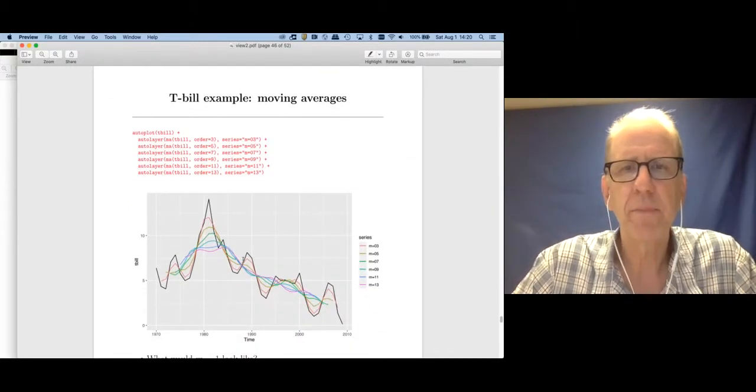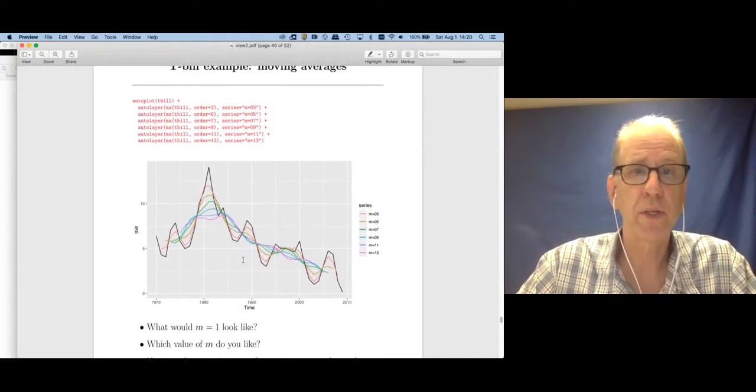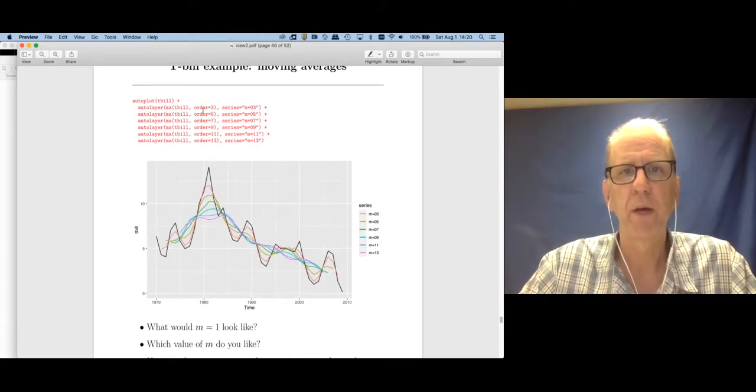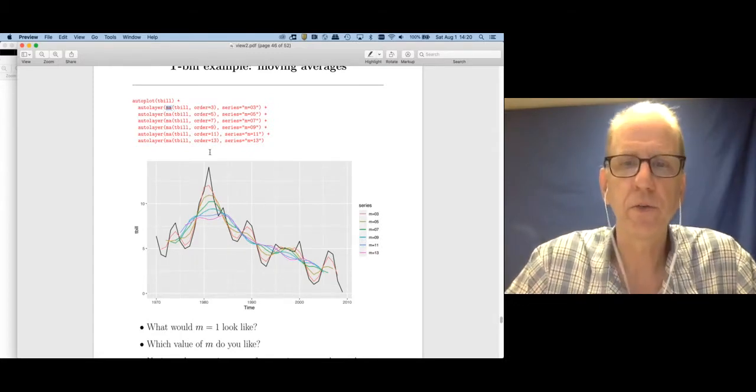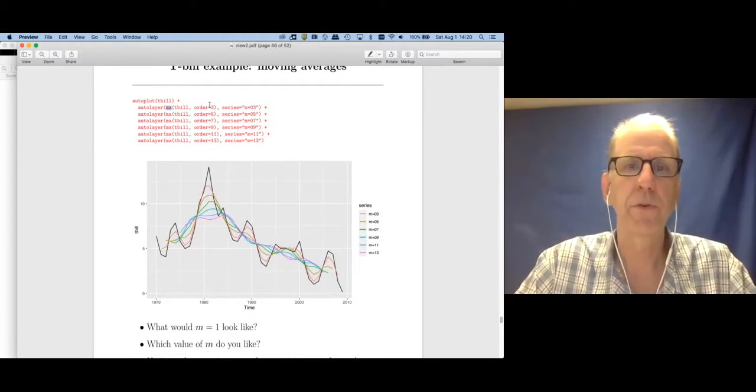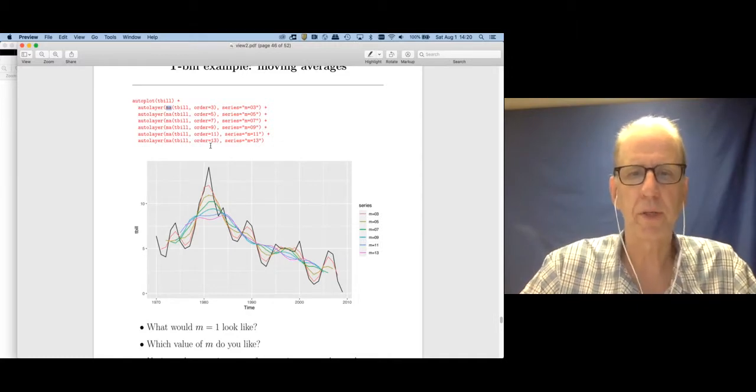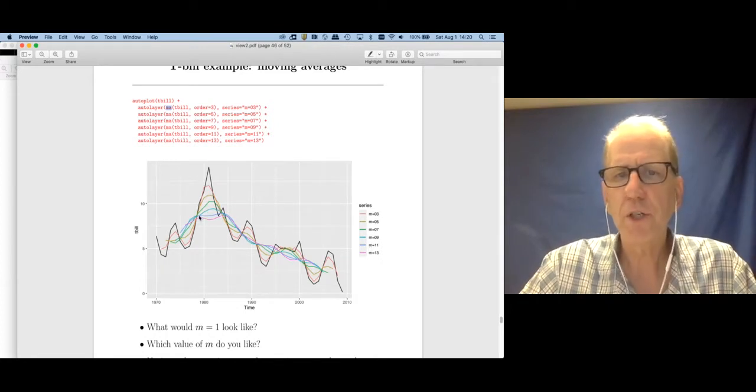I've gone back to the T-bill data, and what you're going to see in this plot is I've estimated the moving average smoother with MA and different orders. So I just decided to use odd orders. So I've gone from 3 up to 13. And what you'll see is a couple things. So first off, as I increase the number of points that I'm averaging on either side, the function gets smoother.